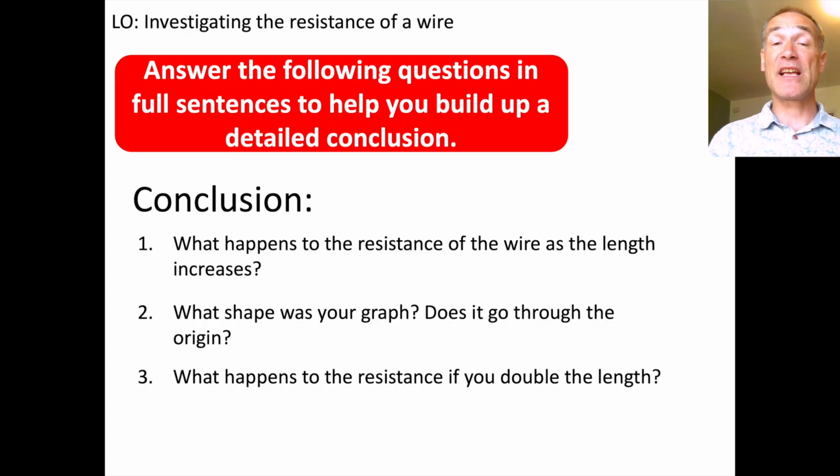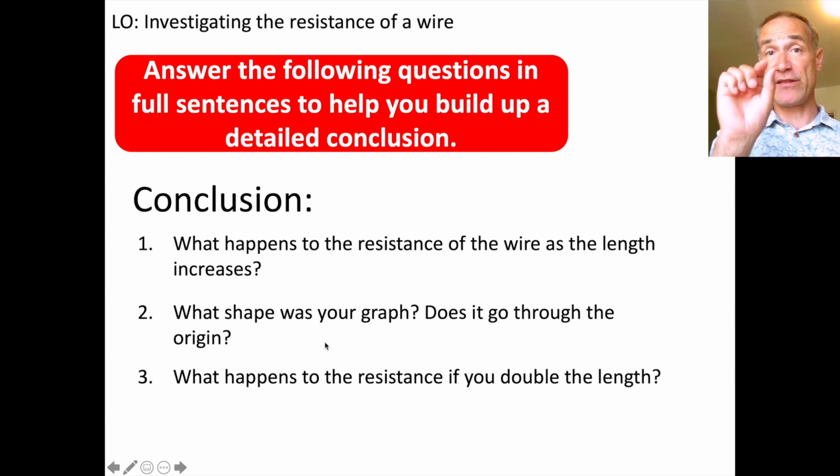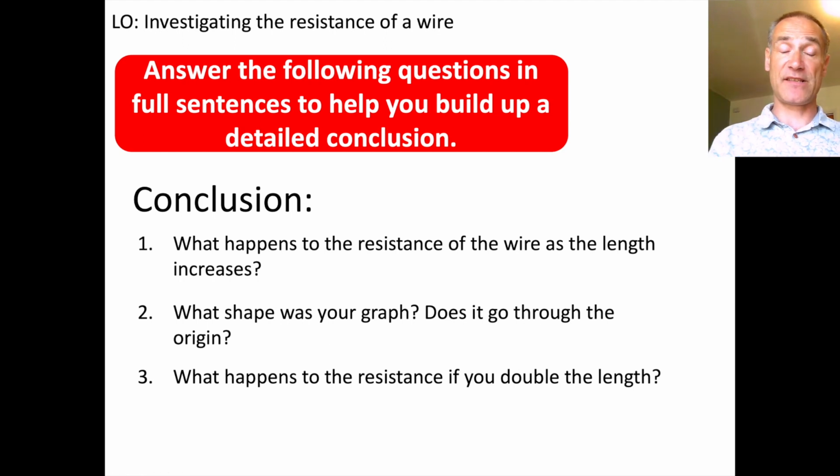I now want you to write your own conclusion for this experiment. What happens to resistance of the wire as the length increases? What shape was your graph? Does it go through the origin? And you could sketch the shape with the labels resistance and length. And finally, what happens to resistance if you double the length? You can find that out by looking at the graph or the table of results.